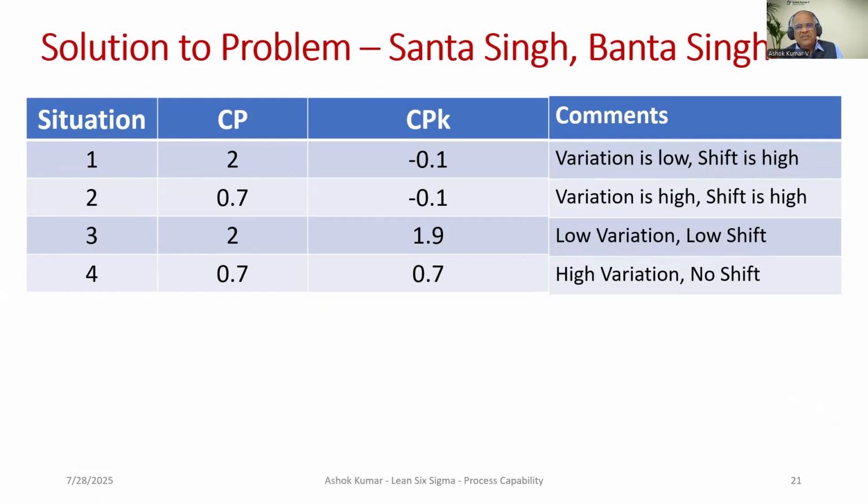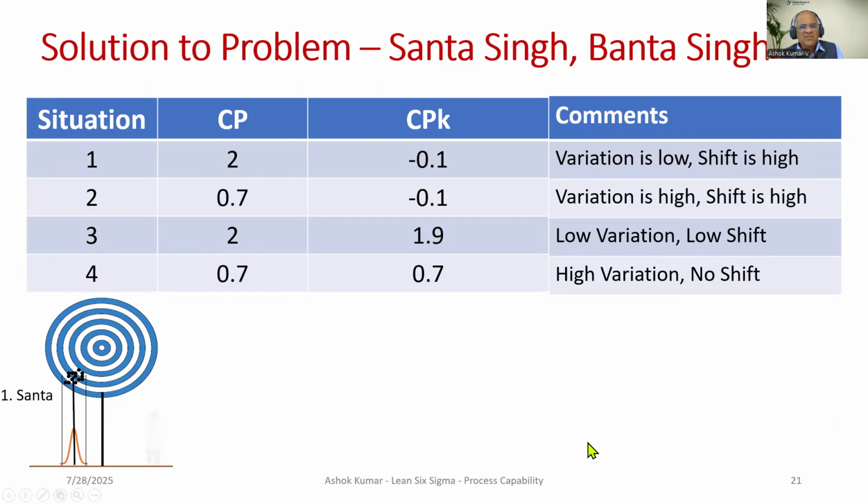But let me put the picture which I asked you to draw. Is this correct for Santa Singh? Most of the bullets are off the target, the bullseye at the center, but fairly close to each other, which means it's off center, but the spread is very less. Here you call it something like precision.